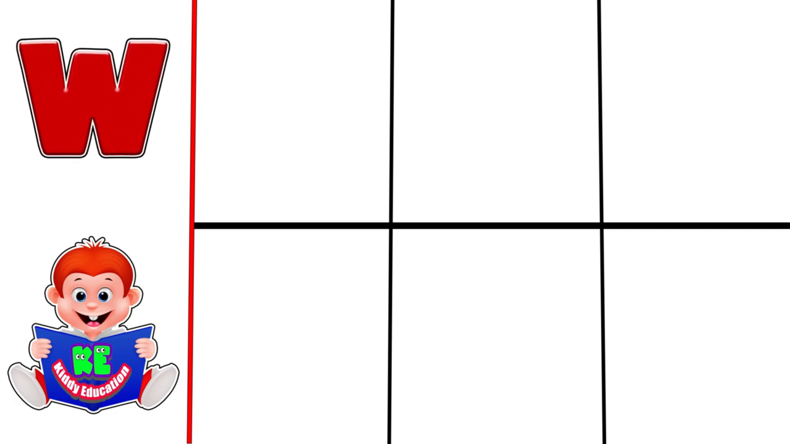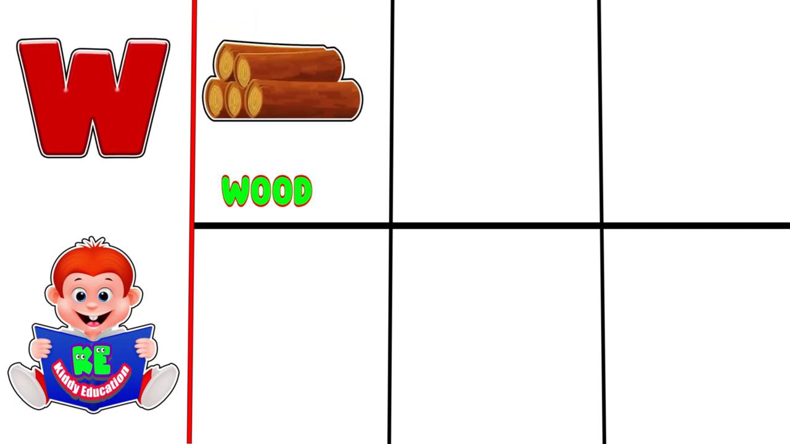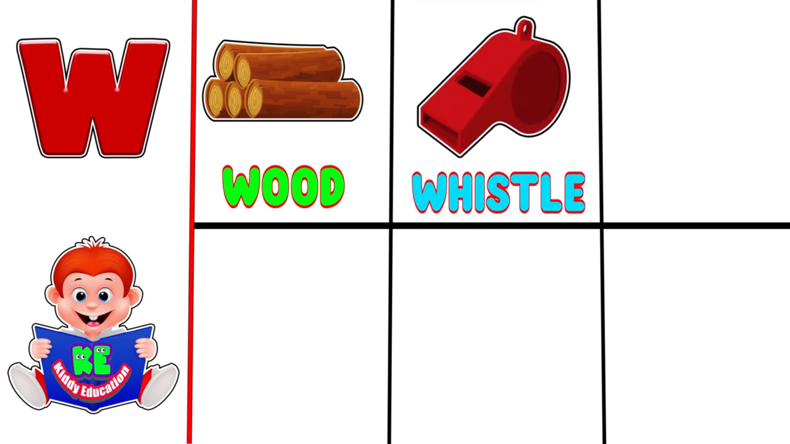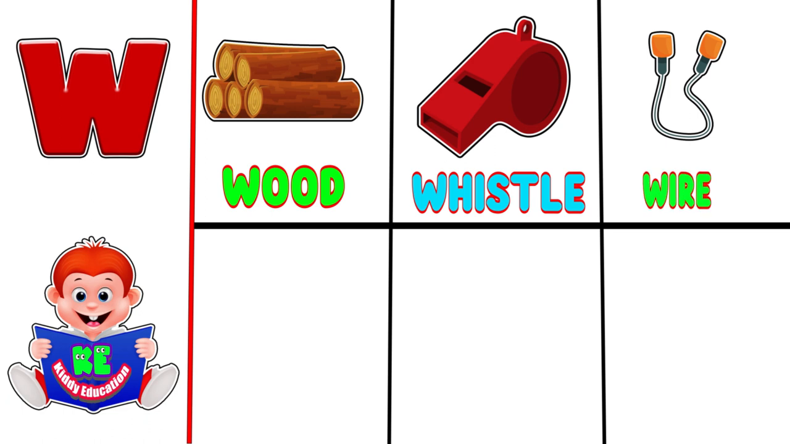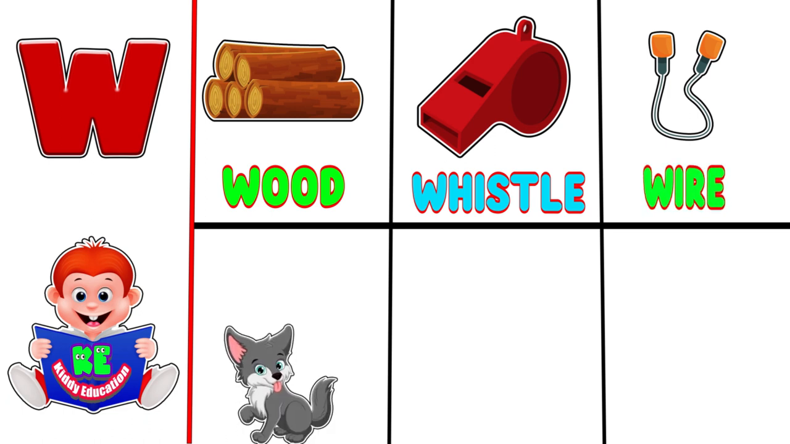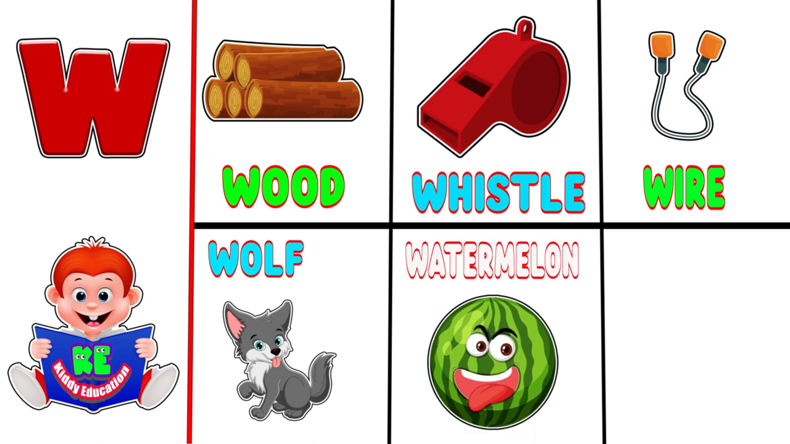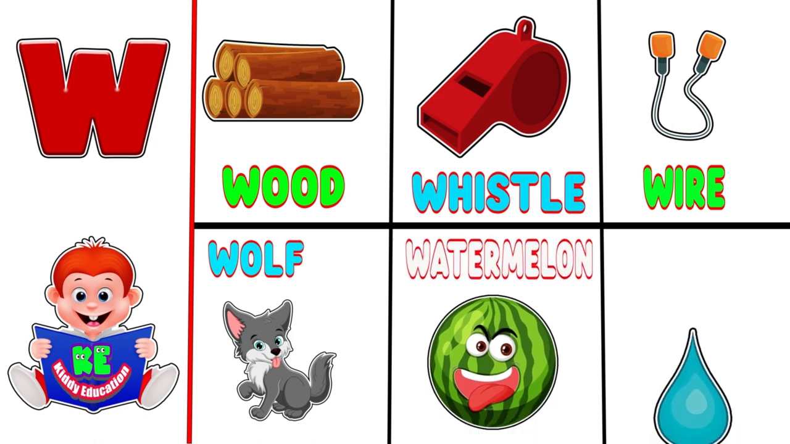W. W is for wood. Whistle. Wire. Wolf. Watermelon. Water.